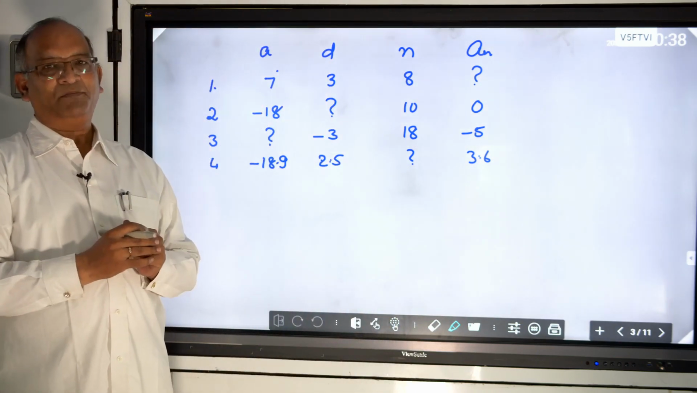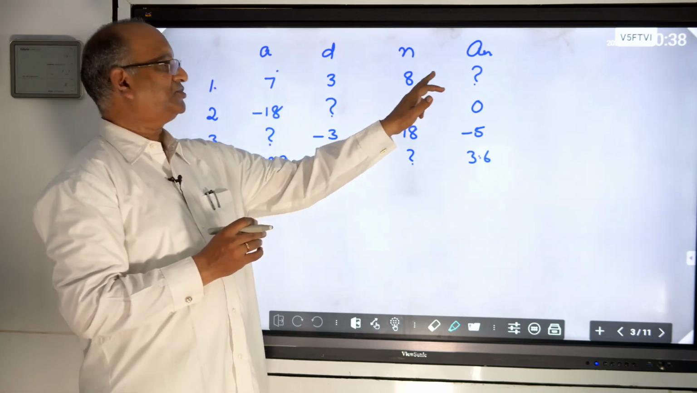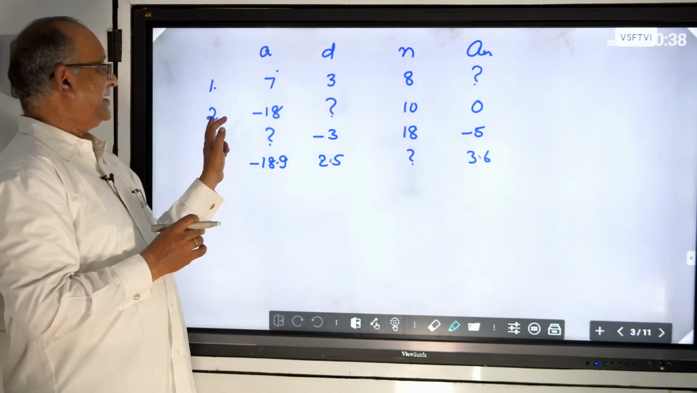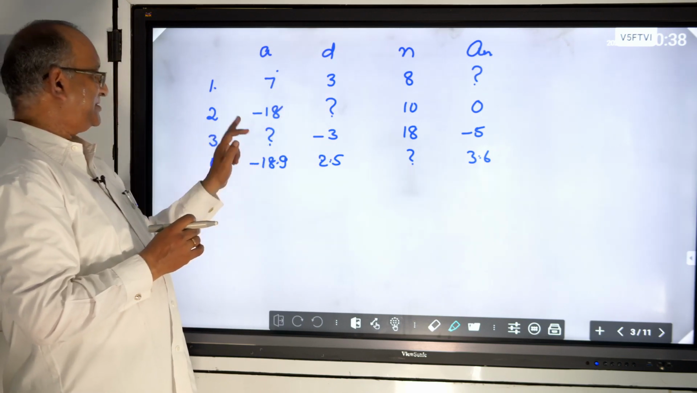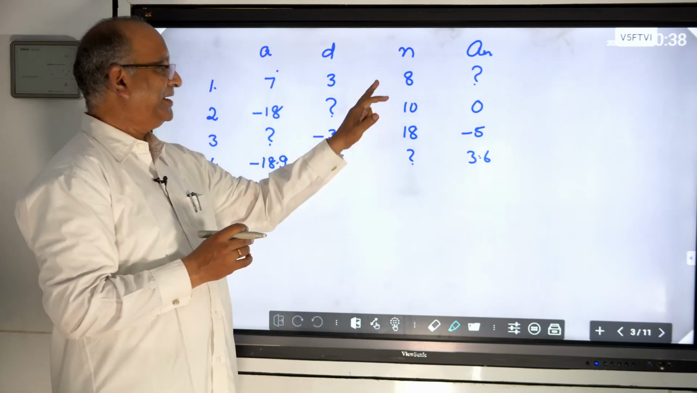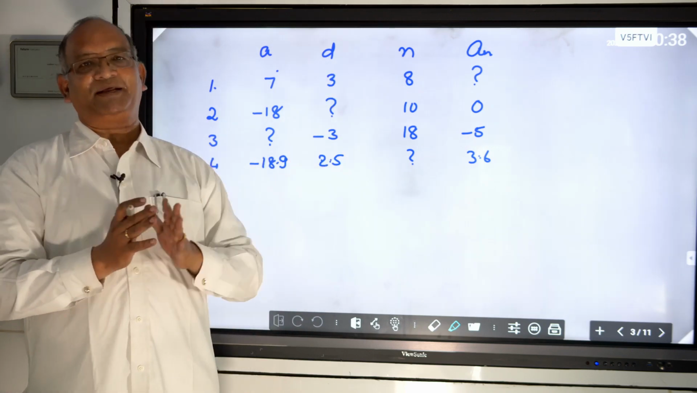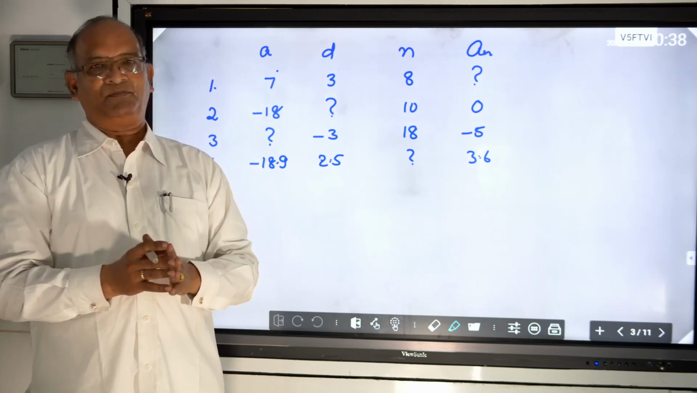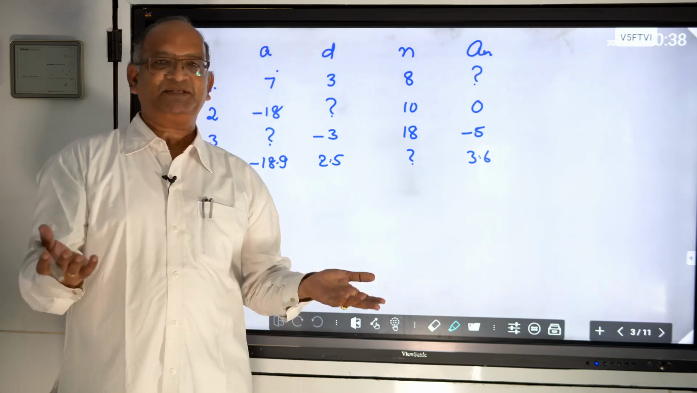Here we have a problem. You can see the question marks. In the first question, an is missing. In the second question, d is missing. In the third question, a is missing. And in the fourth question, n is missing. So all four types of problems we have got here. The formula is the same. So use the formula and whatever is missing, you find out.